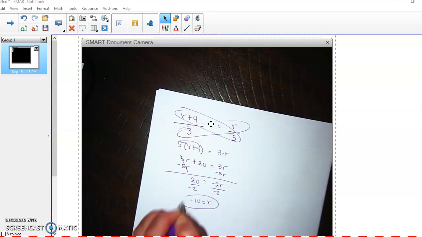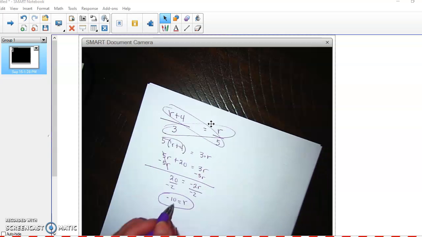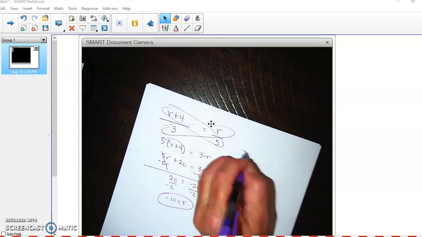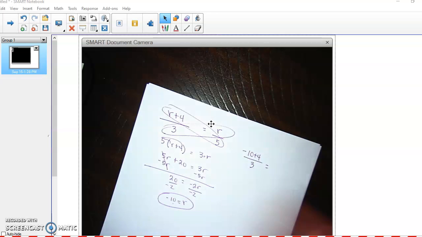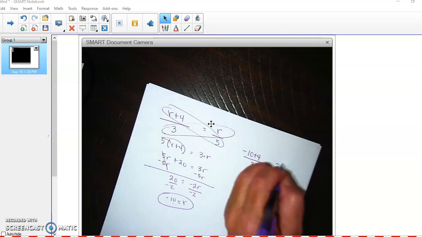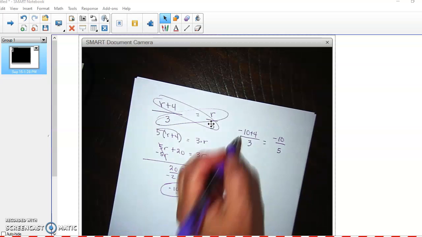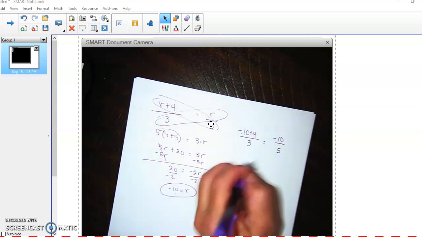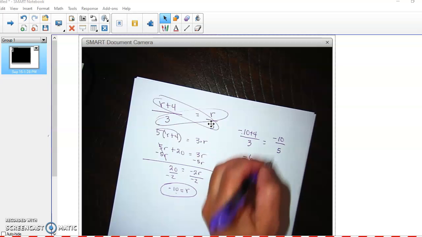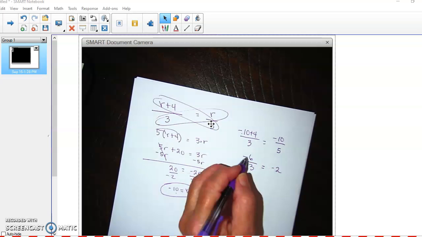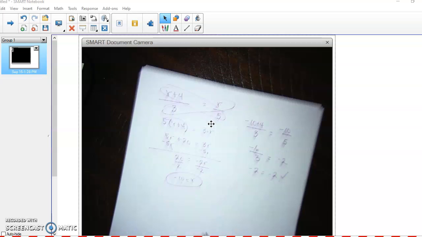We're going to check it by hand, but I'm going to show you in class how to do it in Desmos. So r is now negative 10, so I'm going to say negative 10 plus 4 divided by 3 equals negative 10 divided by 5, because r is negative 10. So negative 10 plus 4 is negative 6 divided by 3, and this gives me negative 2, and negative 10 divided by 5 is negative 2, and that balances.